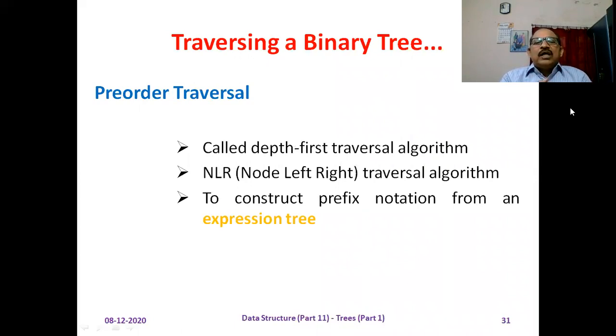The pre-order traversal is also called a depth first traversal algorithm. Sometimes it is also called NLR traversal algorithm. N means node, or you can say the root node, left, right traversal algorithm. Pre-order traversal is used to construct prefix notation from an expression tree. And how will we do this? We will discuss this portion in the next video.